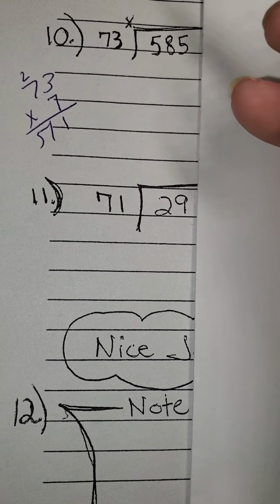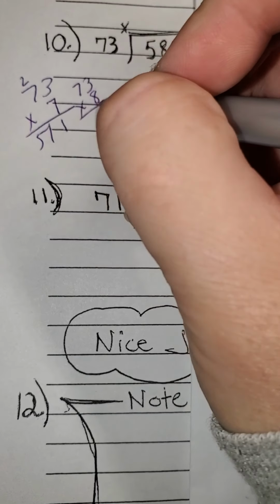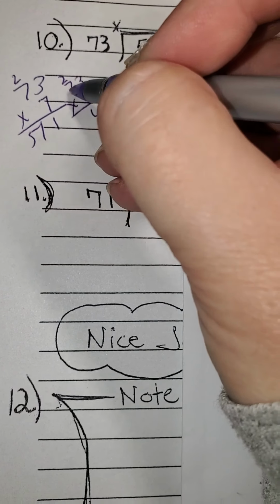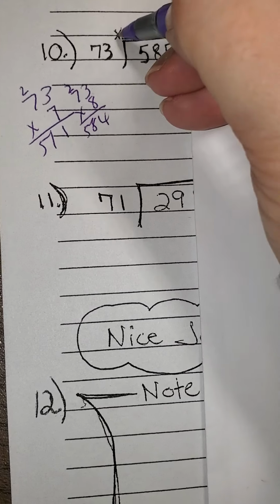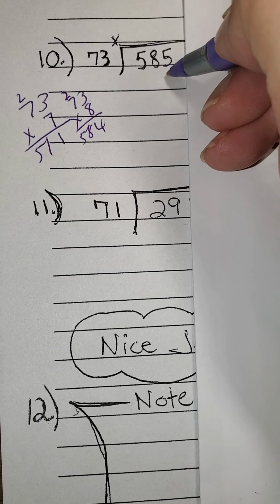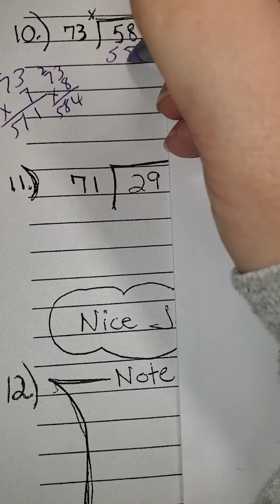Okay, so it might be 8. Let's try what 8 is. 73 times 8, 424, so 56 for 758, 584. Oh, that's close. So what times 73 is close to 585 but not too big? 8. 8 times 73 would be 584.